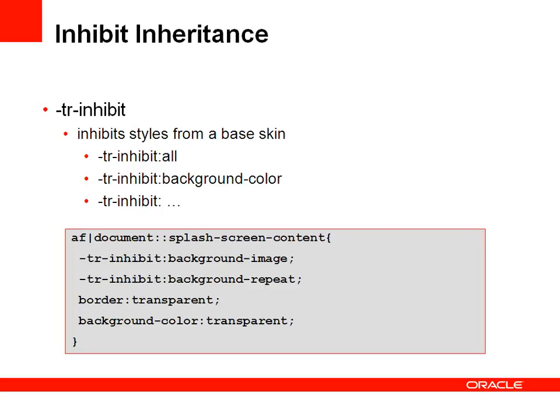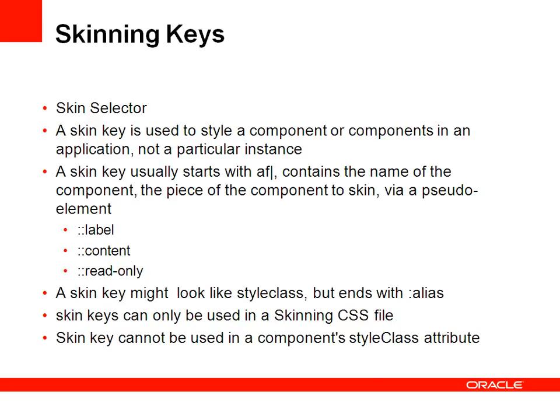So it prevents the extended skin to rule what the background image is. So everything that you inherit from an existing skin that you don't want to have, if you just want to disable that, you can call tr-inhibit. So now let's get a bit deeper into skinning keys and what skinning keys are.